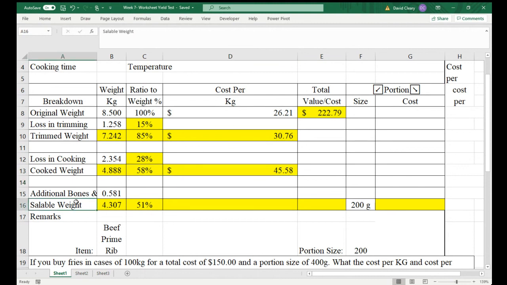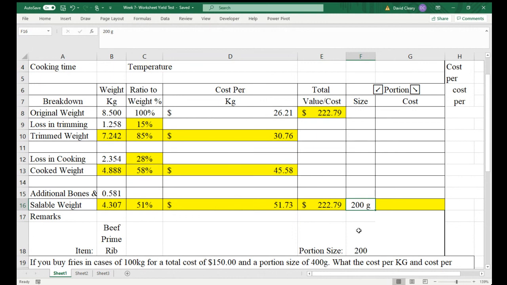And then lastly, now that our prime rib is ready to be served to guests, it's been trimmed, it's been cooked, our cost per kilogram is equal to the original cost divided by the remaining amount of kilograms. In this case, our true cost per kilogram, or our EPC, is $51.73 per kilogram. If you want to check to make sure you did all your math right, if you multiply the remaining amount of kilograms by the new cost per kilogram, you should get the same value. And now you can calculate the cost per portion.